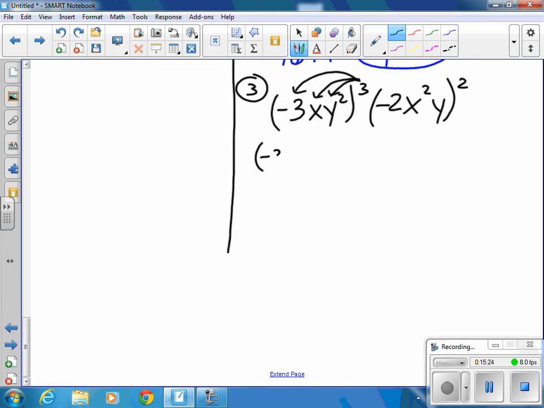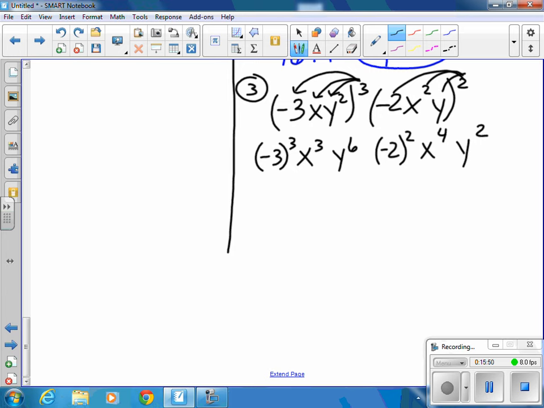So in parentheses, negative 3 to the power of 3. Then you're going to have x to the third power. Then you're going to have y to the sixth power. Remember, power of a power, 2 times 3. Now on the other side, give everybody the power of 2. So this will be negative 2 squared, x to the fourth power, because 2 times 2 is 4, and y squared.